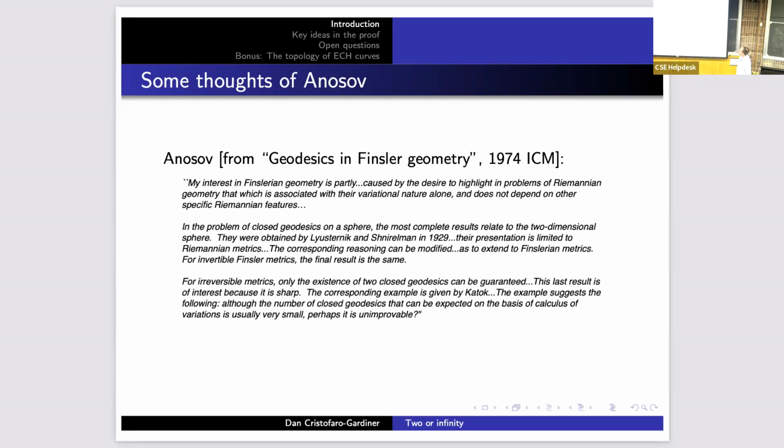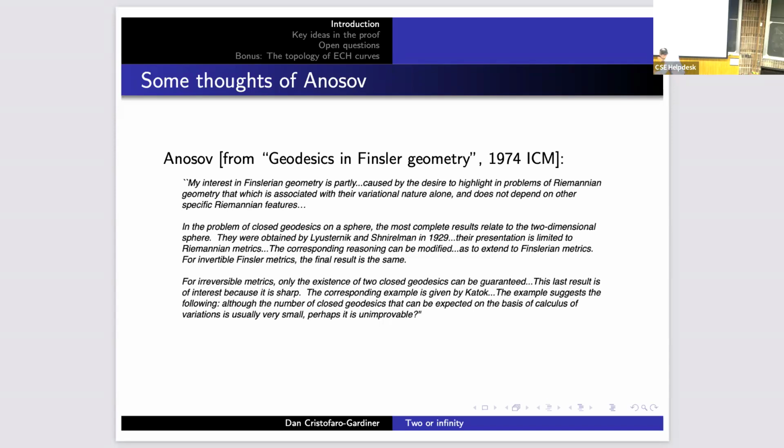I think Ko actually brought up Finsler metrics briefly in his talk, when he talked about sometimes wanting to go away from a Riemannian metric to a Finsler metric to have a nicer situation. So why was Anosov interested in Finsler geometry? He said one reason is to understand problems of Riemannian geometry that are associated with their variational nature alone and don't really have to do with coming from a Riemannian metric. Maybe better to make it concrete. He says, let's look at closed geodesics on the sphere.